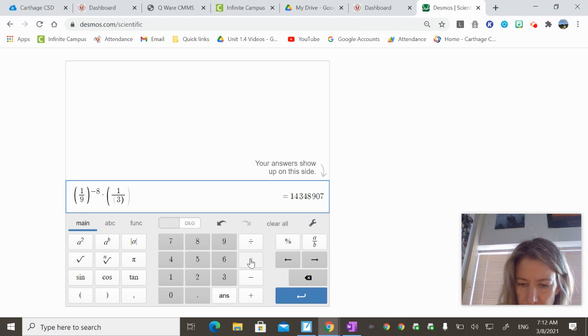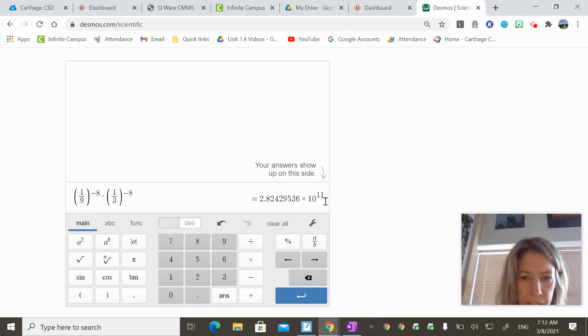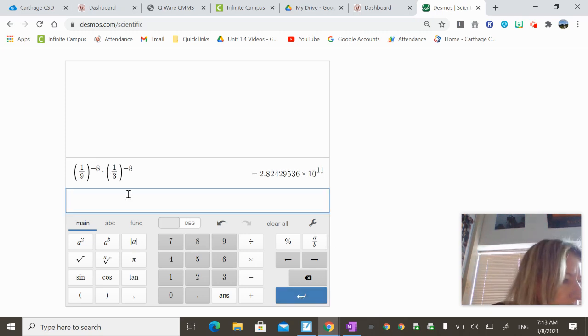That should be okay. I can get rid of this parenthesis, make it look exactly like it. All right, so this is one side of the equation. That's what the left side is equal to, this 2.82. So I'm just going to push return, and I'm going to put in the other side of the equation.